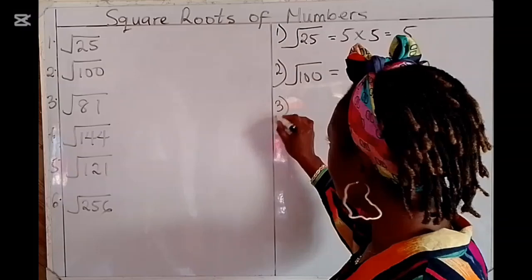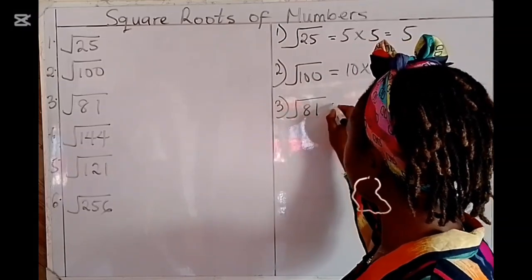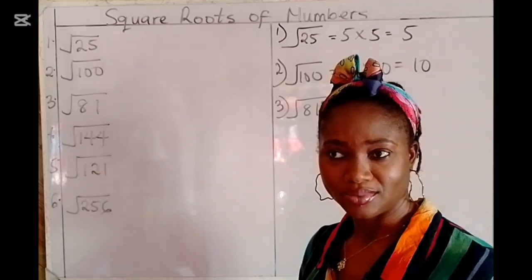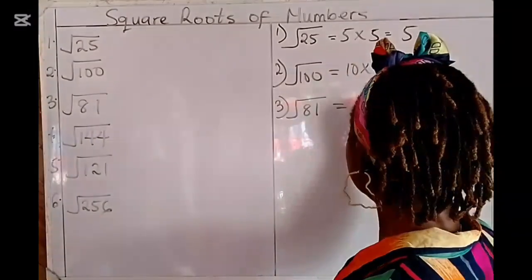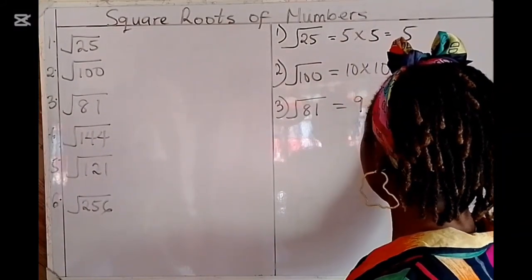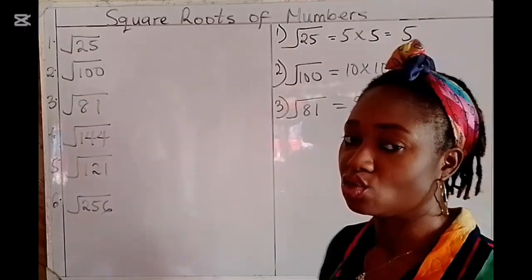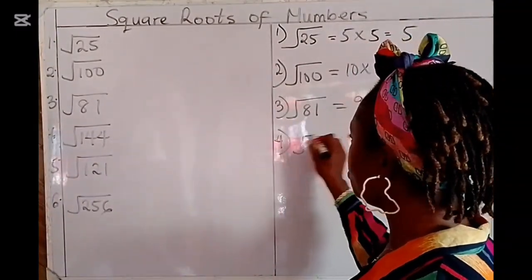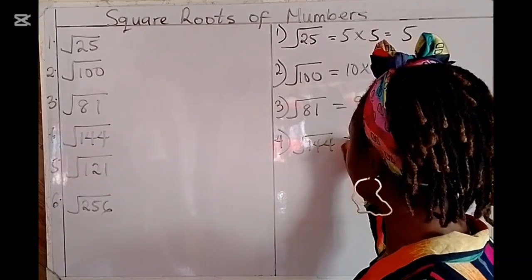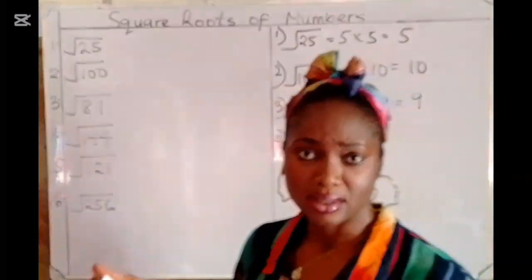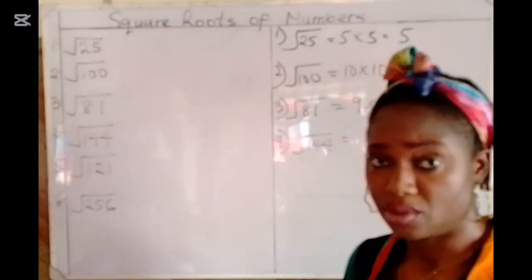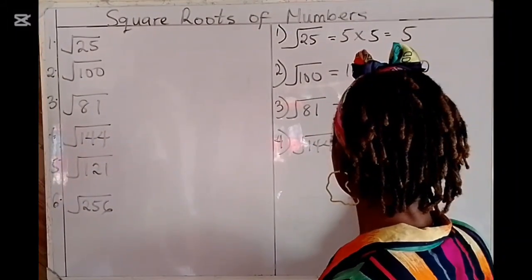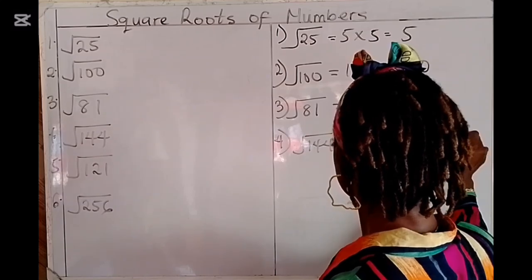Number 3, we have root 81. Which two numbers when multiplied together give us 81? 9. 9 times 9 gives us 81, and that makes the square root of 81 to be 9. Number 4, root 144. Which two numbers multiplied together give us 144? That will be 12, because 12 times 12 equals 144.